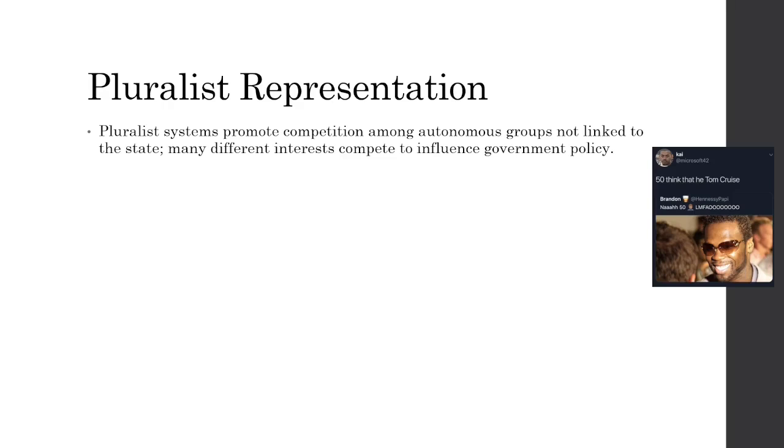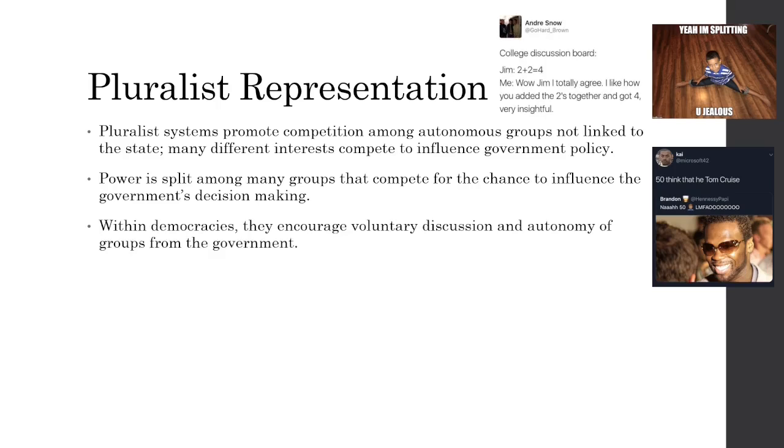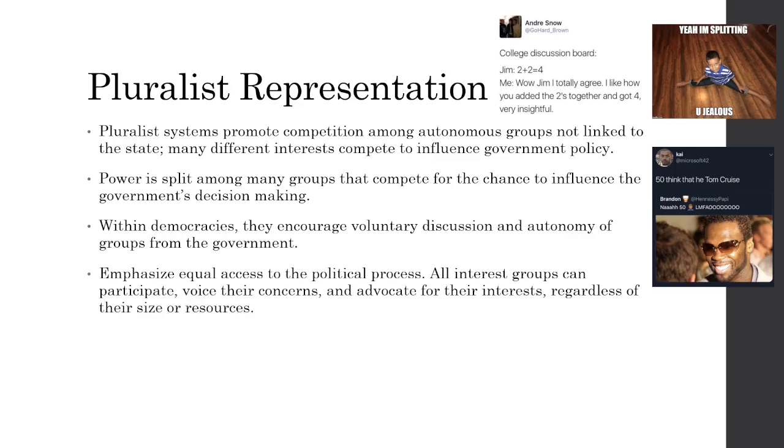That's one of the big things that College Board may ask you on the AP exam: pluralist systems are not linked to the state, particularly not as much as corporatist systems. We have many different interests. It's way more diverse, with a lot more smaller groups that want to influence government policy. Power is split among these many groups that compete for the chance to influence the government's decision-making, and this is more prominent within democracies, of course. They encourage voluntary discussion and autonomy of groups from the government. They emphasize equal access to the political process. All interest groups can participate, voice their concerns, and advocate for their interests, regardless of their size.